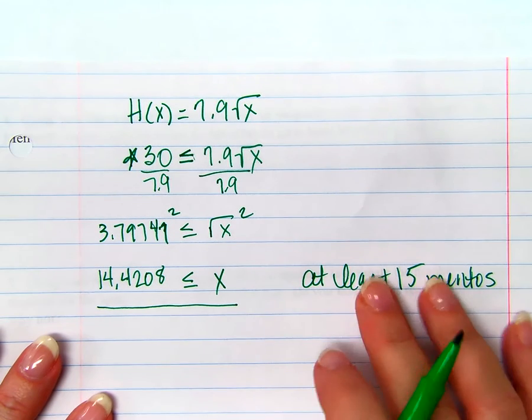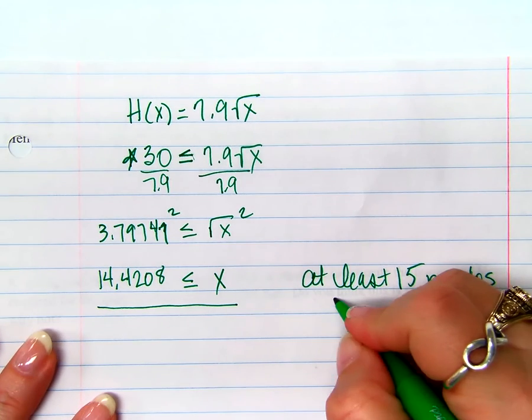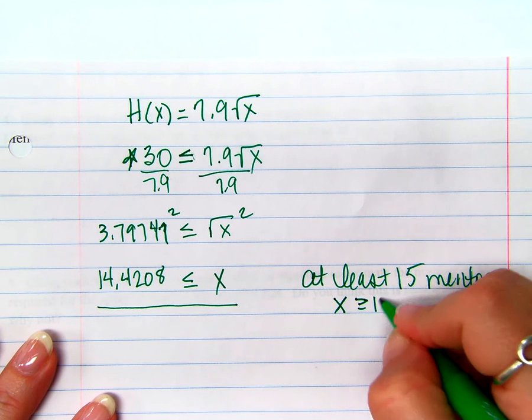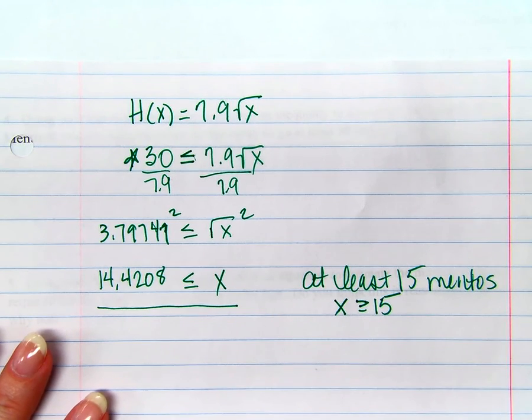Okay? Now, that's how I'd write it in English. How would I write it in math? 15. Greater than or equal. So x is greater than or equal to 15? Okay, you okay with that? All right, any questions so far?